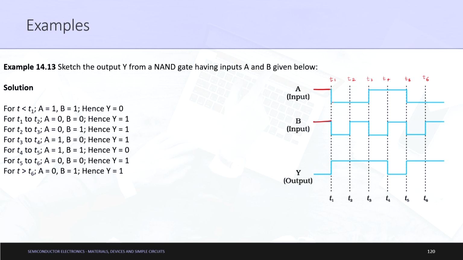Similarly, from t1 to t2, A will be 0, B will be 0, Y is 1, then A is 0 again, B is 1, so again Y is 1, then A is 1, as you can see a pulse is being uplifted in the A input, B is 0 only, so our answer is again 1, then A is 1, B is 1, then Y is 0, and then if A is 0, B is 0, then Y is 1. You should remember this. And for t greater than t6, what will happen? A is 0, B is 1, so Y will be 1. Okay. So, that is how a NAND gate is being formed.